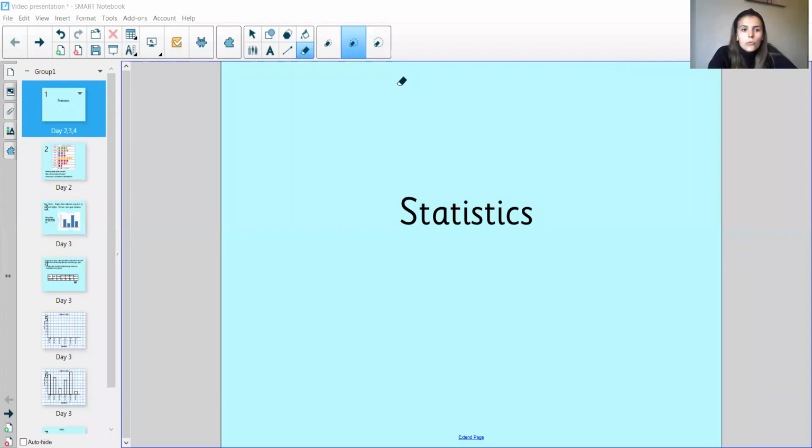Hello Year 3, I'm here to talk you through your maths this week. We're looking at statistics and going to be focusing on pictograms, tables and bar charts.